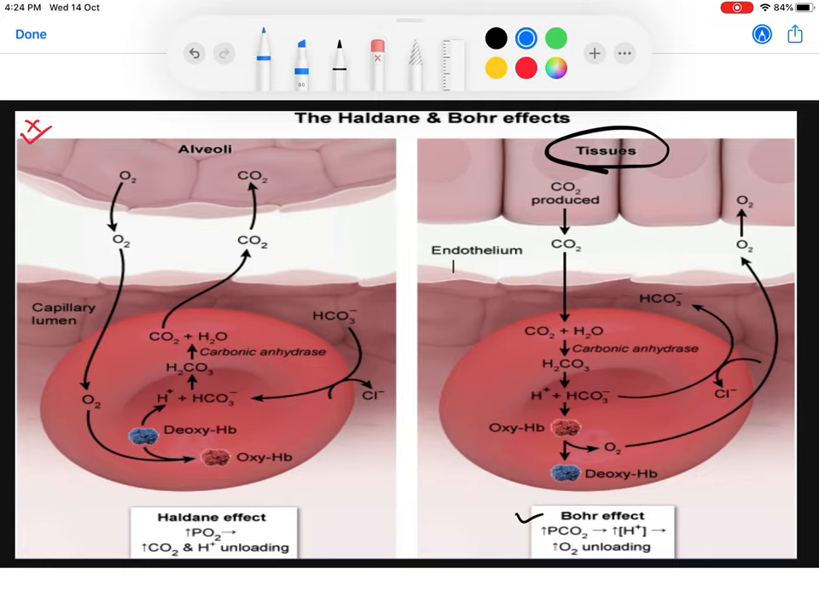Fine? Okay. Let us talk about the Bohr effect. It happens at the tissue level. At the tissue level, there is low oxygen partial pressure and high carbon dioxide partial pressure. Due to the high carbon dioxide partial pressure, carbon dioxide moves into the blood, reacts with water and is converted back into H2CO3, carbonic acid. Again proton and bicarbonate are formed. Bicarbonate moves out and chloride moves in, which is the reverse of the previous situation.